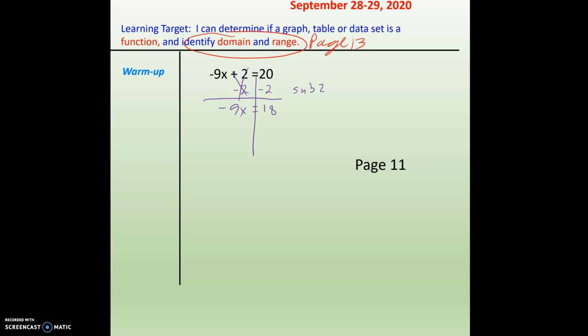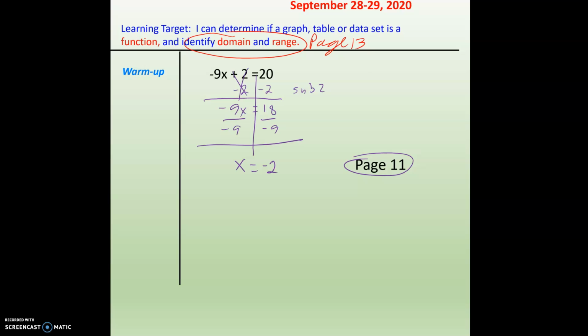Now hopefully you remember that your very last step is almost always going to be division. And it's the number next to the x, or whatever the letter may be. And then that gives us a positive 1. X equals a negative 2. And remember, if negatives mess you up, please feel free to jump right in and use your calculator. It's not a big deal. So this is on page 11, by the way, in your interactive notebook.